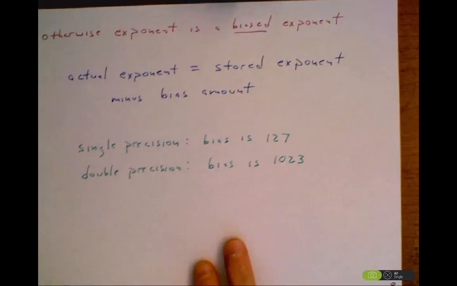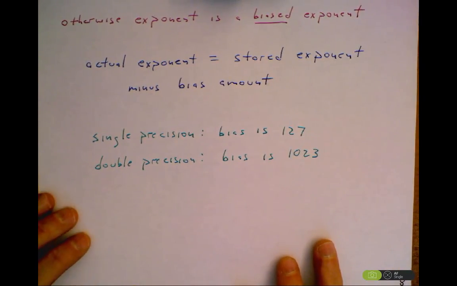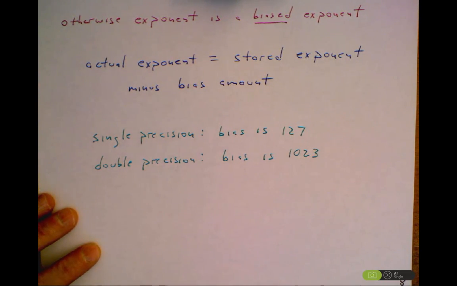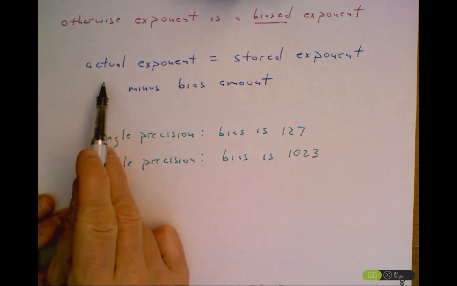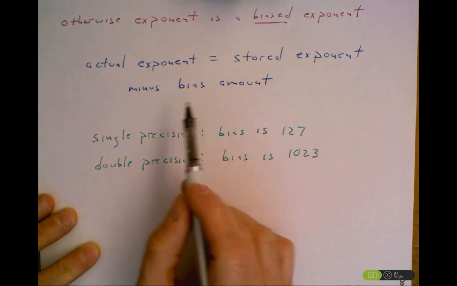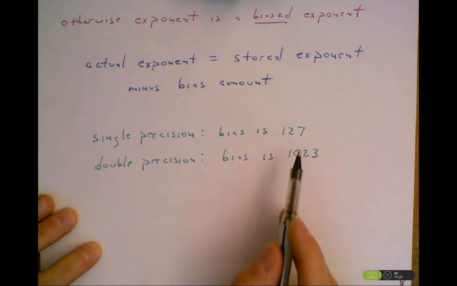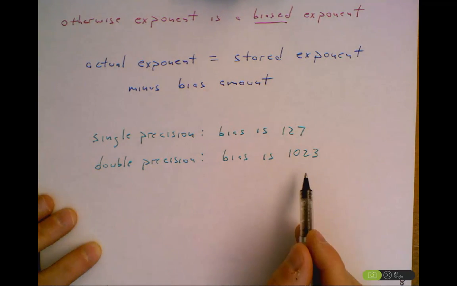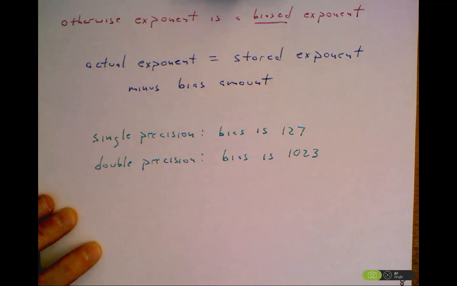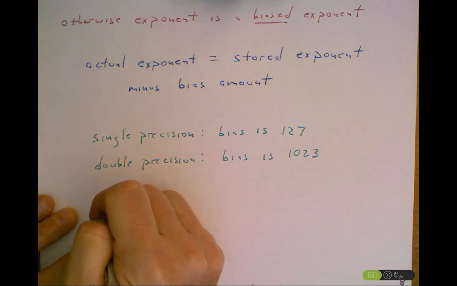What about exponents that are not special cases? Well, otherwise, if the exponent is not all 0s and the exponent is not all 1s, then we have to realize that the IEEE approach uses a biased exponent, which just means that the actual exponent is the stored exponent minus a bias amount. For single precision, the bias amount is 127. For double precision, the bias is 1023.